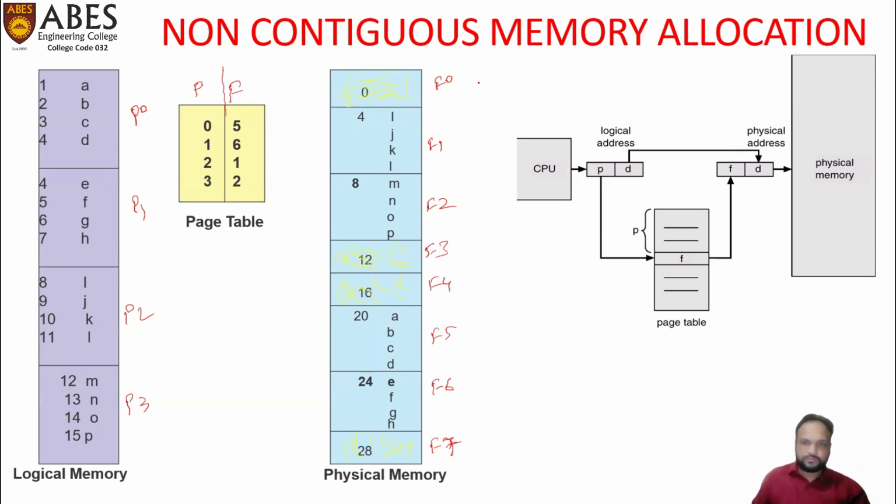Consider that the CPU is generating what? A logical address. And that logical address contains what? A small p comma a small d. Now what are a small p and a small d? Small p is the page number. And small d, as I already said, is the offset. The offset is the byte information.